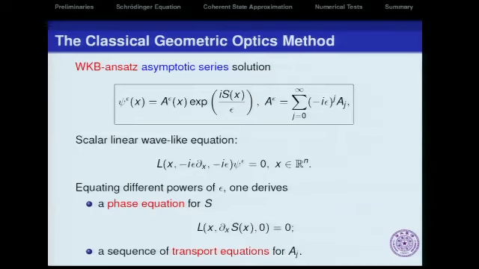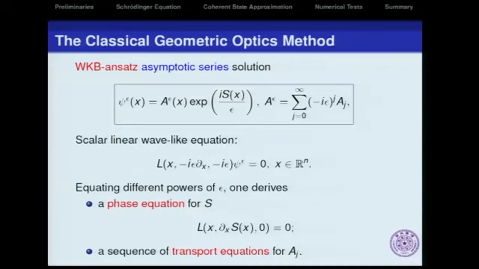This method is based on the so-called WKB ansatz, an asymptotic series solution for linear wave-like equations. The WKB ansatz is like this. I think everybody knows. Here S is a real phase function, and A epsilon is the amplitude function, and you can expand it into an asymptotic series form like this. For the moment, I would like to consider the scalar linear wave-like equation.